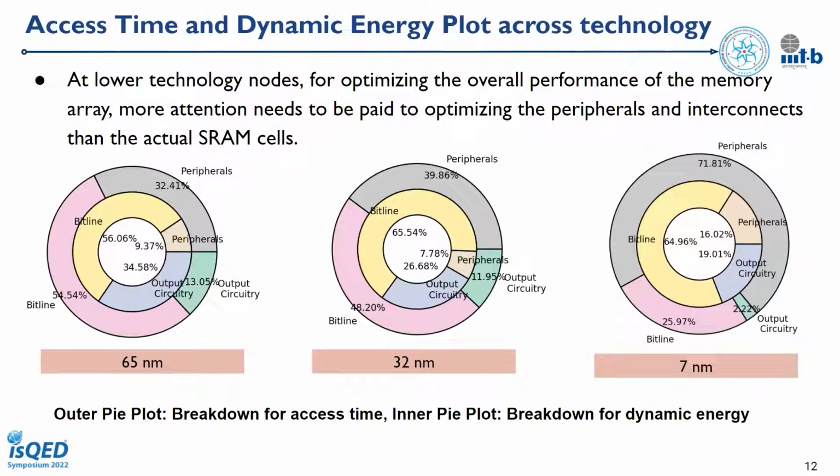The outer pie plot indicates the breakdown for the access time and the inner pie plot indicates the breakdown for the dynamic energy. The output circuitry in the graphs refers to the sense amplifier and the output driver circuit.